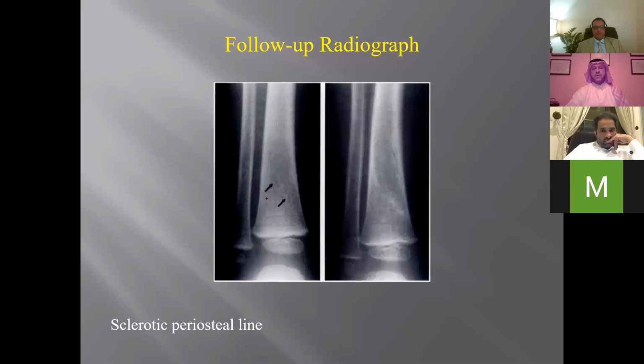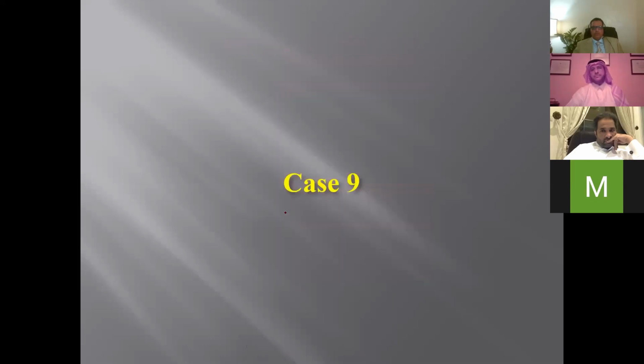Again, there was no obvious injury here, but when you repeat the X-ray after 10 days, there is kind of a periosteal reaction here, as you see, what we call sclerotic reaction or sclerotic line, the distal part of the tibia. This is after 10 days, and this is once the kid actually fell down.